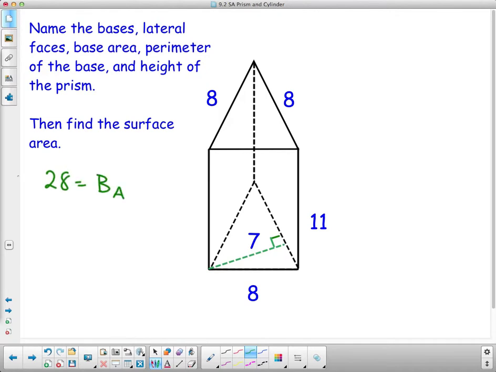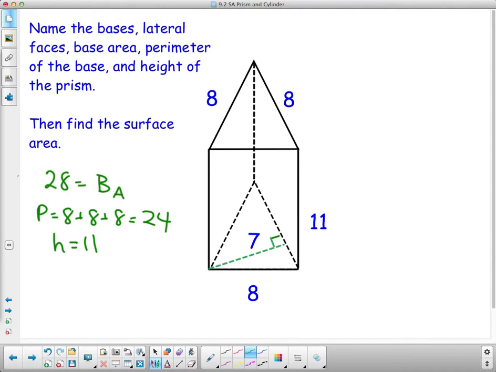What's the perimeter of the base? How far around the triangle? 8, 8, 8. I know it doesn't look very equilateral, it's the angle that I drew it at. So 8 plus 8 plus 8 is 24. What's the height of the prism? How far from one triangle to the other triangle? 11. That's the height.